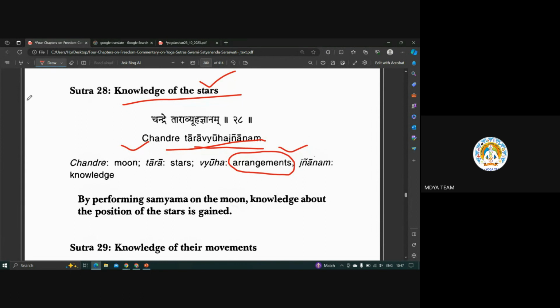Okay. One of you please conclude this sutra. So when the yogi does samyama on the Chandra, on the moon, he gets the knowledge of the arrangement of stars and also their location. Excellent.